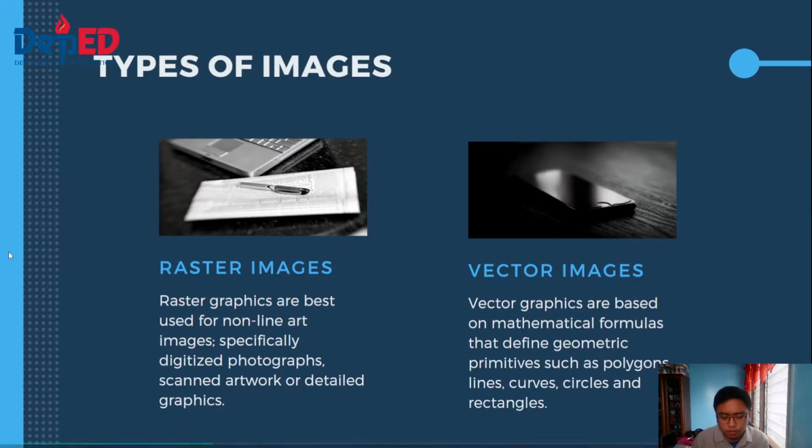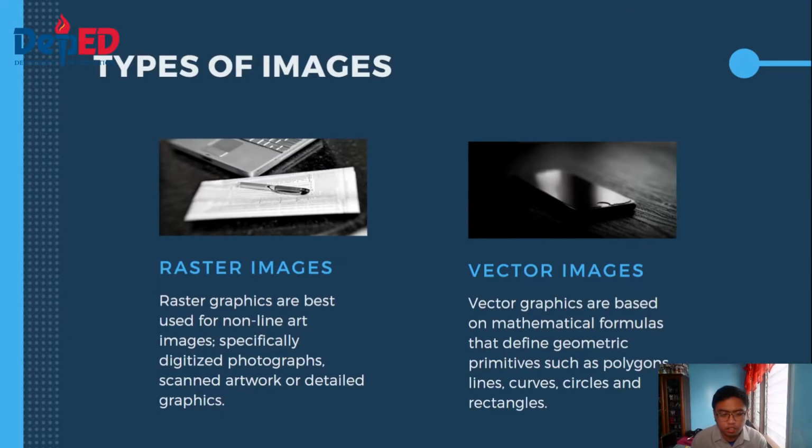So if those words that you wrote on your concept map are present in what I'll be saying today, it means you get the right idea of the two. So let's talk about raster image first. Raster graphics are best used for non-line art images, specifically digitized photographs, scanned artwork, or detailed graphics. So basically, if it's not a shape, it's not vector. Let's say a picture from your cell phone, it's not a vector, it's a raster image.